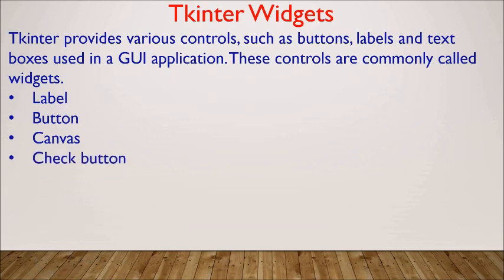Label, you know, if you want to display a text, we use label. Button, it's a simple click me button. When you press on it, some event will happen. Canvas, what is a canvas? It is basically used to draw shapes into the GUI.